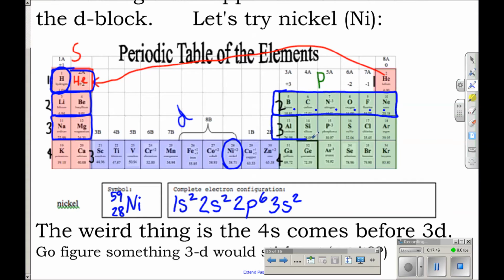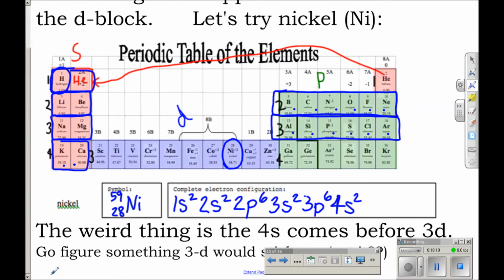Oh, we're going to keep going. We are in the third period still, the P block, 1, 2, 3, 4, 5, 6. Okay. Now we're down here. So the fourth period, the S block, 2 elements, potassium and calcium.